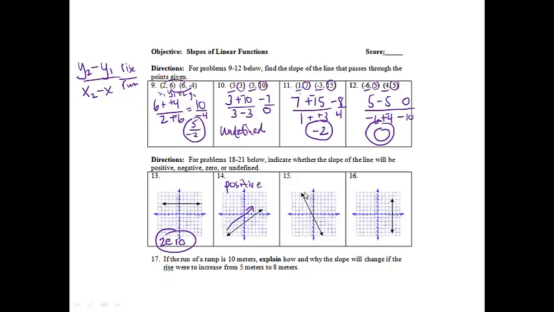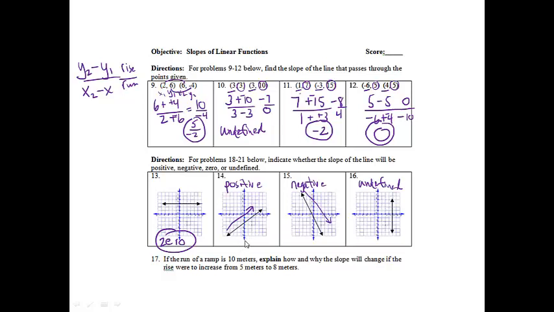On 15, if I started at the left to get to the other side, I'd have to go downhill. So this is going to have a negative slope. And then number 16, again, we know it's going to be 0 or undefined. I cannot walk on that line because I'd fall off because of gravity. So this is going to have an undefined slope.